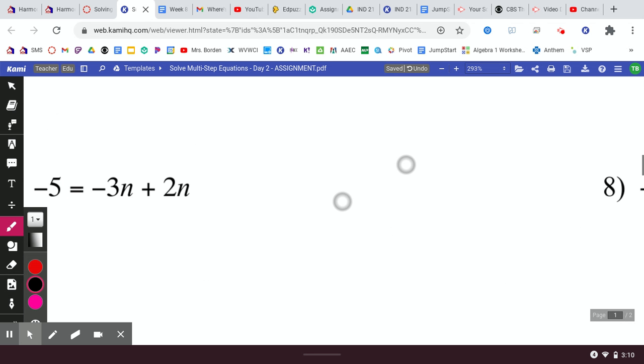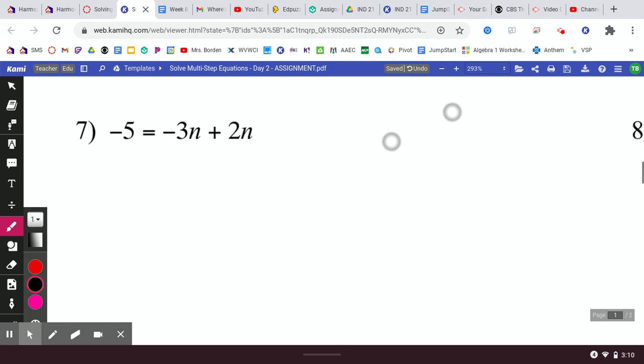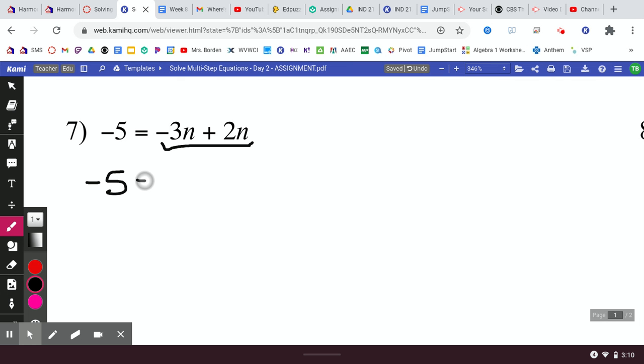All right, number 7. Step 1 is to distribute. There are no parentheses here, so there's nothing to distribute. Step 2 is to combine like terms. Looking at the left side, there's nothing to combine, but looking at the right side, I can combine -3n and 2n because they're like terms. They're both n's. So -5 isn't changing. And then -3n plus 2n, well, -3 and +2 is -1n.